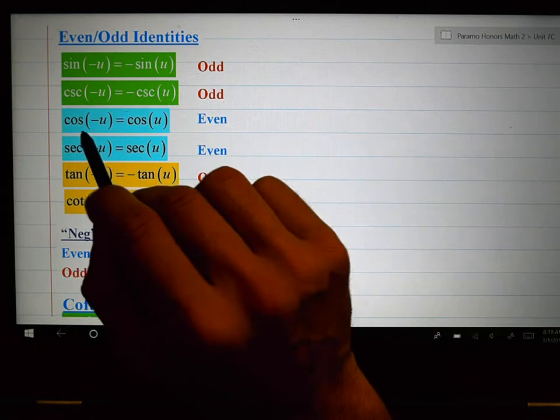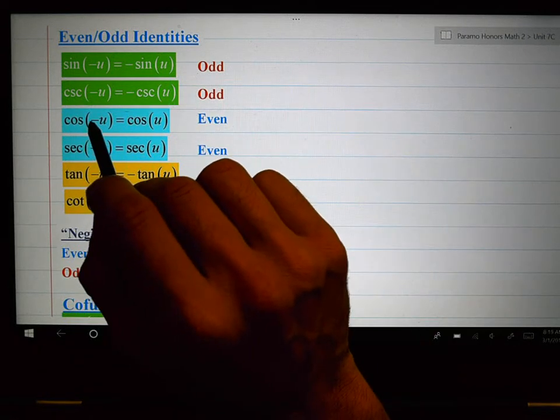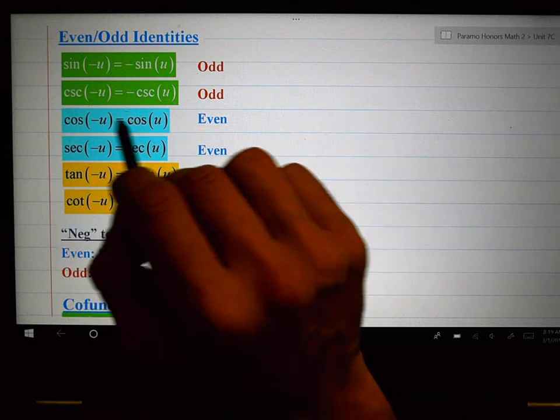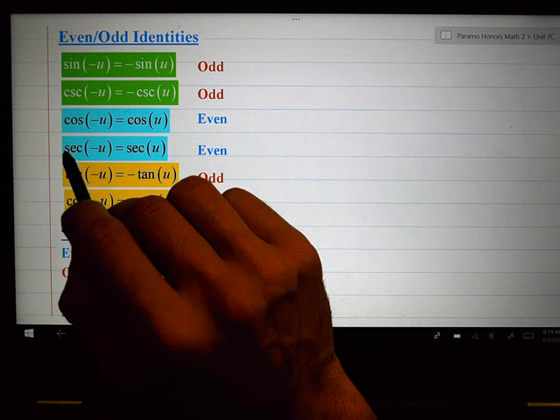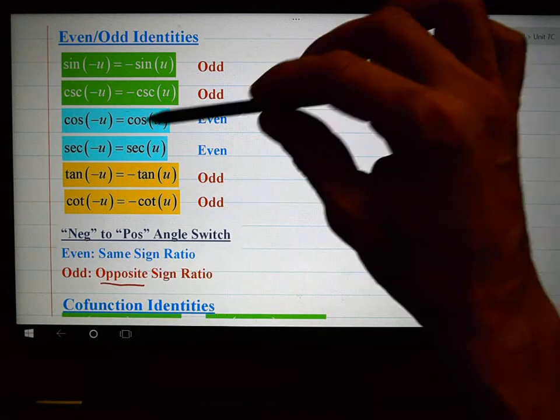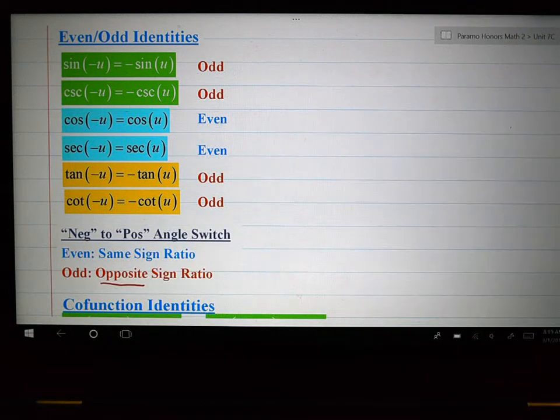Even functions, on the other hand, when you go from a negative angle into a positive angle, stay the same sign. If it's positive, it stays positive. If it's negative, it stays negative. And cosine and its cousin secant are the only ones that are even.